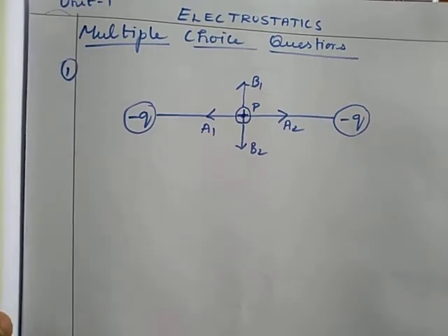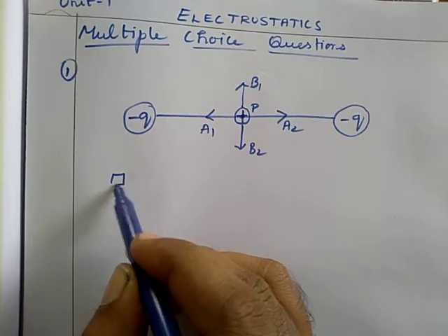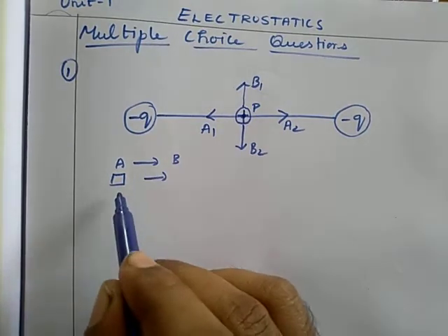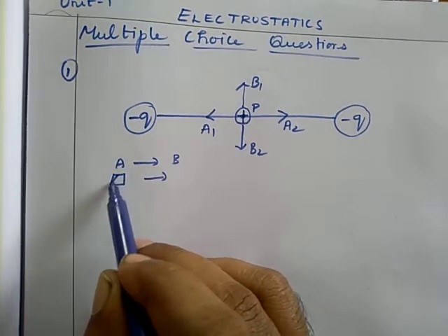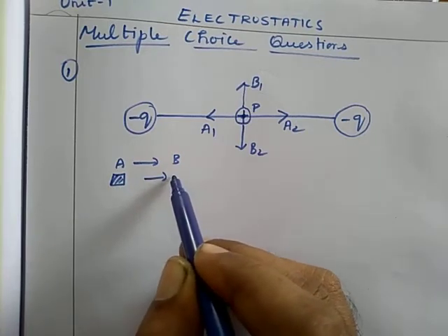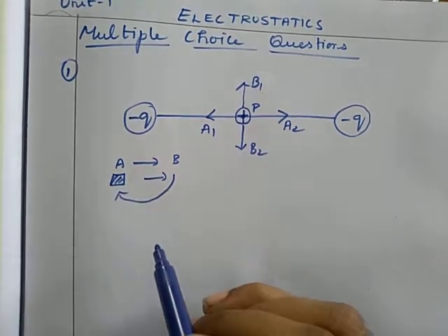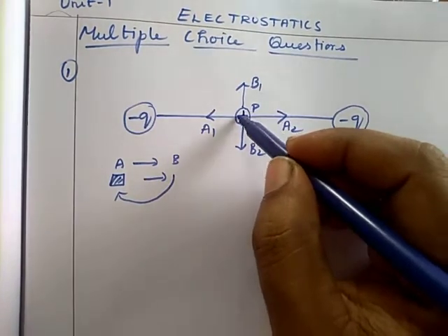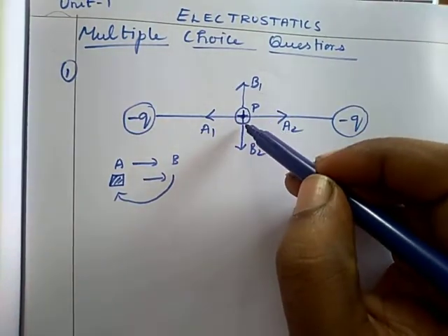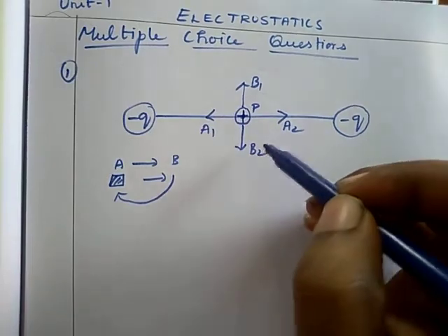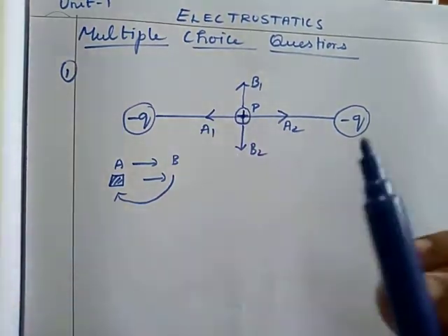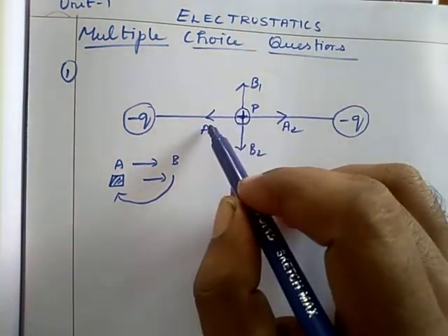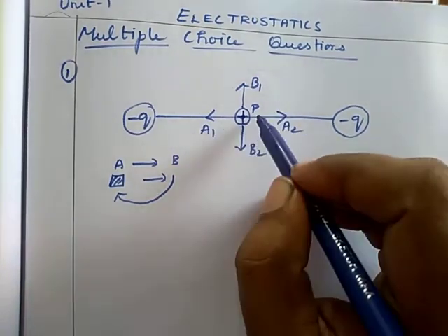Stable means if suppose I move an object from A to B, but the object comes back to A again. That is known as stable. Here they are asking if the point charge plus q moves towards A1 or A2 or B1 or B2, in which directions the charge plus q will be stable. That means in which direction it moves, at that instant it will come back to the original position P.